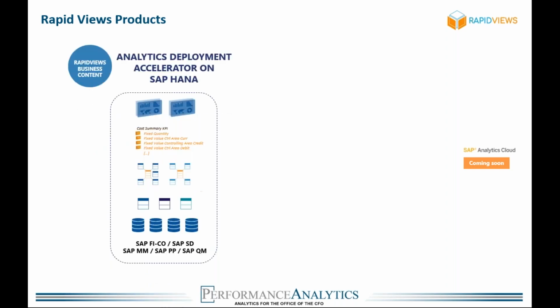Our two solutions, two products: one is the RapidViews business content on SAP HANA, developed in HANA technology. That's really to accelerate your BI and analytics projects today, to give you a head start when you are starting a new BI project. So this is what we provide, around the core SAP modules like FICO, SD, MM, PP, and quality management. This is what we provide. We provide this pre-packaged content, the RapidViews business content, which gives you a good foundation to start your BI data analytics project.